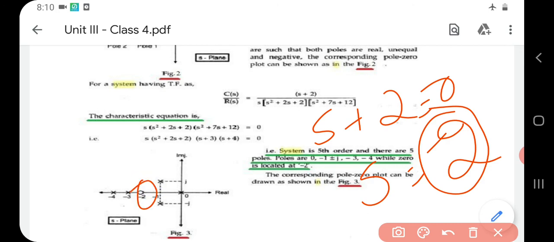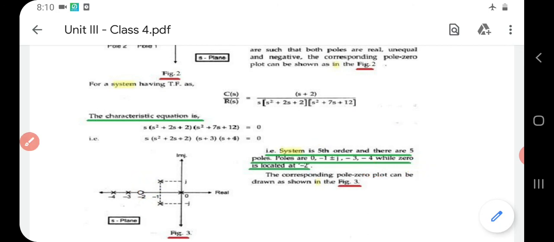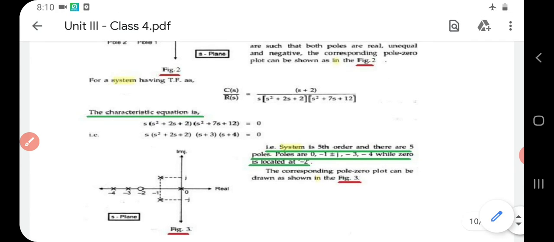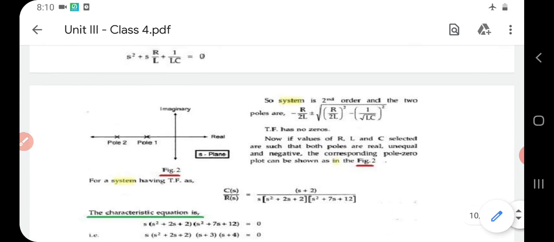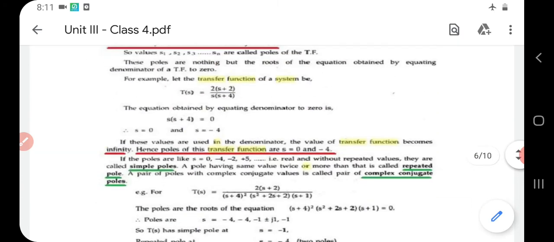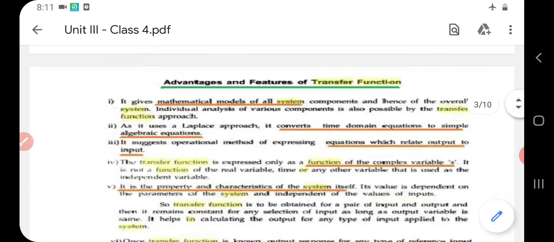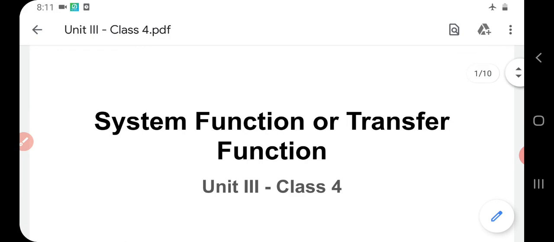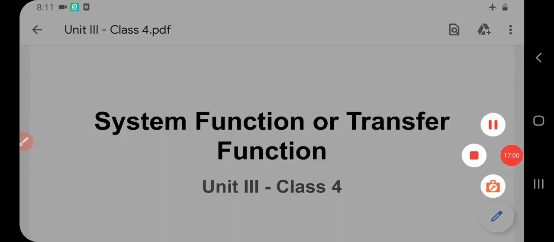So you just go through this theory part, nothing difficult to understand. When you read it 1 or 2 times, you will get the concept. So that's it for now about the transfer function and system function. About the pole-zero plot we will learn in the next class. Okay, thank you.